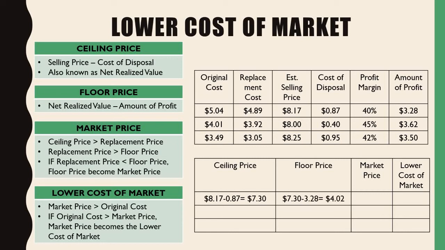Okay? So now that we determined our ceiling price and we determined our floor price, okay? Now we need to take our replacement cost and we're going to compare these three numbers. We're going to place them in numeric order from highest to lowest. So the highest number here is the ceiling price, right? We have 730. Then what number comes after that? 504. No, that's the original cost. We're only focusing on the replacement cost, the floor, and the ceiling.